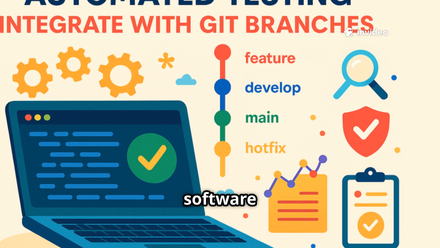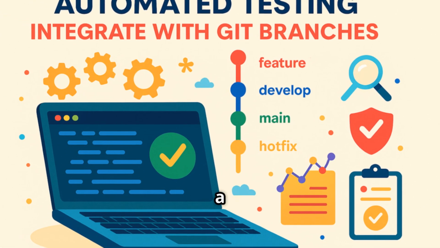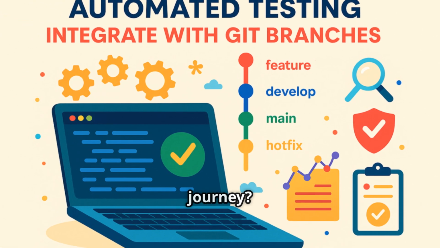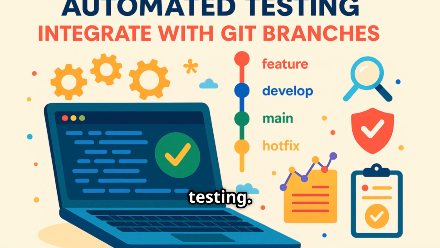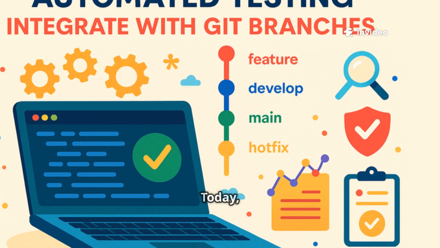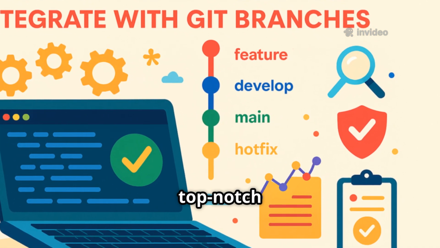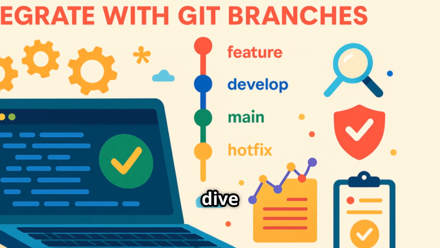If you're into software development, you know that getting code from an idea to a live product is a journey. And a critical part of that journey: automated testing. But where exactly do these tests run, and on which branches? Today, we're breaking down how to integrate with different Git branches to ensure top-notch code quality. Let's dive in.